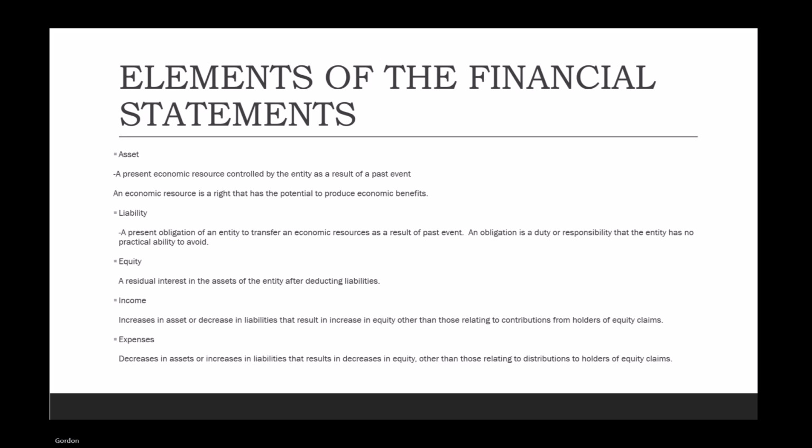So equity is what? It is the residual interest in the assets of an entity after deducting liabilities. So remember the accounting equation: assets minus liabilities equals what? Your owner's equity. Owner's equity is the value that is attributable to the owners of the company. So whenever you see a balance sheet, you see the owner's equity.